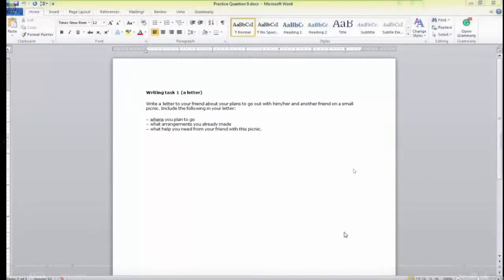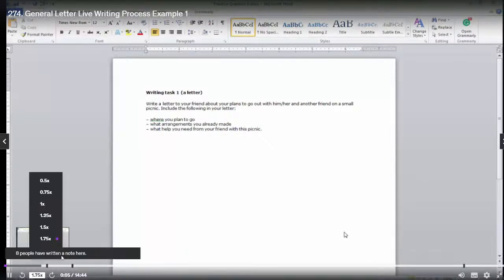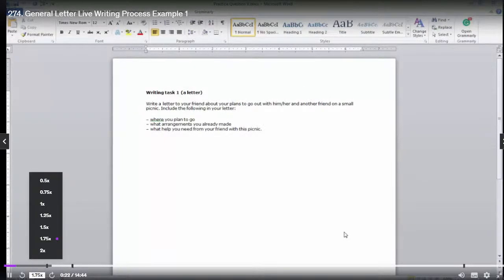Okay, everybody. Now we are going into a live example. So if you don't hear me talking as much on this live example, it's because I'm actually writing. I'll talk when I'm able to talk, but I want to write the letter live so that you're able to really see live action writing and see a letter as it's being developed part by part. So that's the purpose of this. It's being written live.